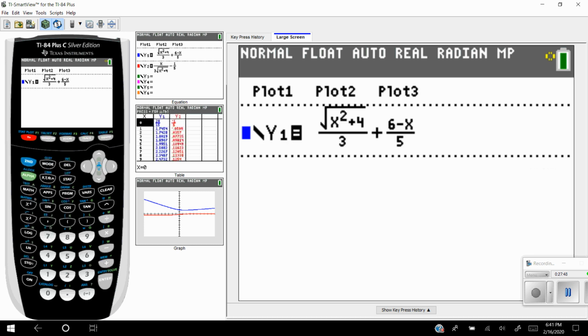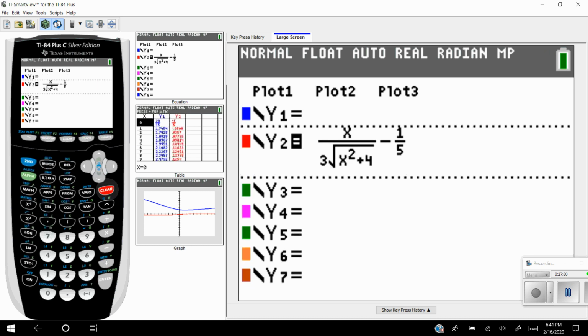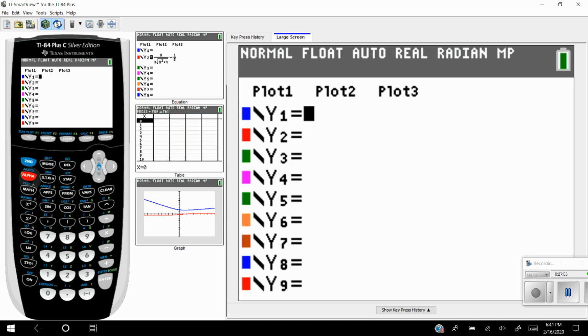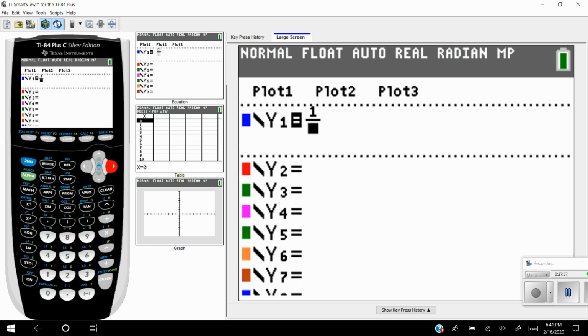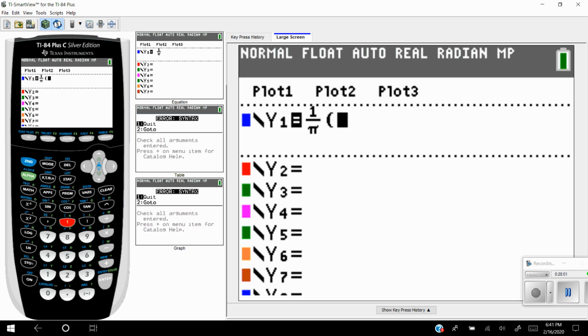And so clear out these, and I'm going to do the original area function in y1. Of course, they both start with 1 over pi, and I'm going to use that fraction feature. And instead of s, we have to use x, right? So I'm going to do 4 minus 8x plus 4x squared plus pi x squared as my area function.